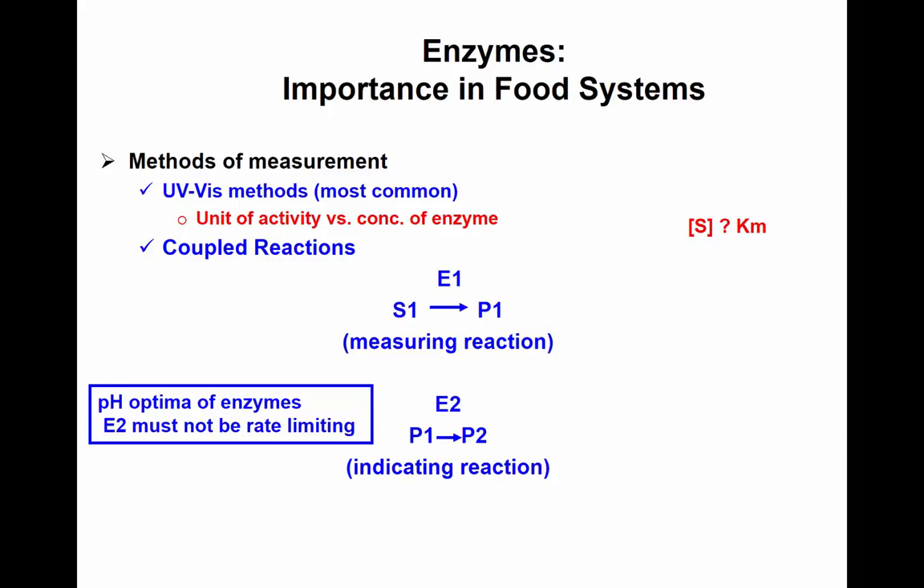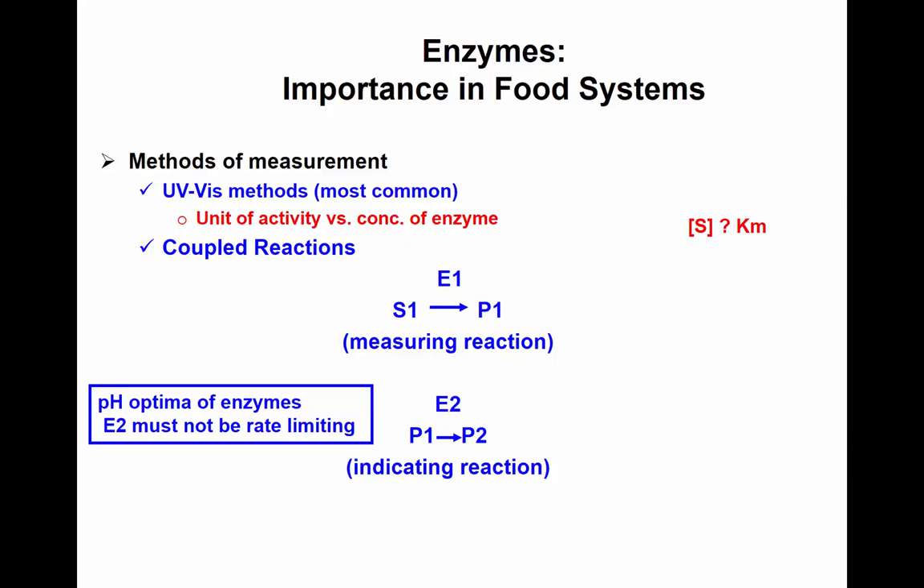In the first reaction, neither the substrate nor the products absorb light. One of the products from the first reaction is converted in the second reaction, using a second enzyme, to a product that absorbs light. So you have two enzymes in the system.